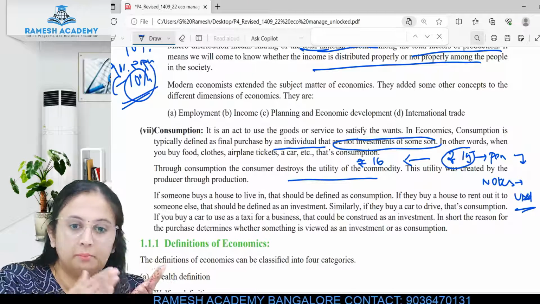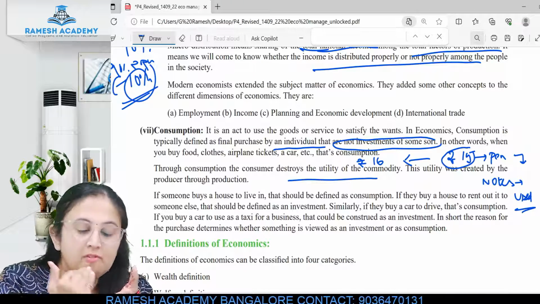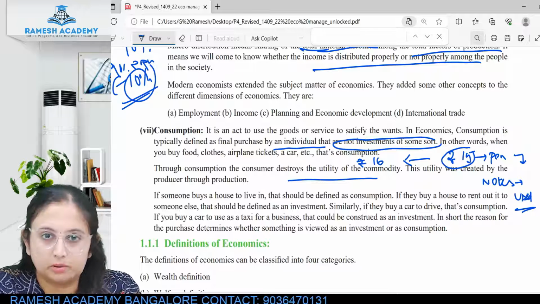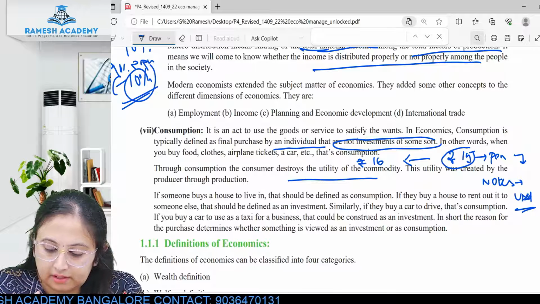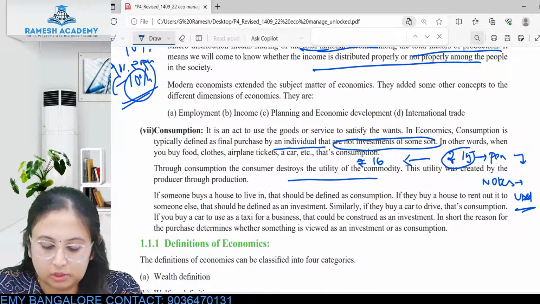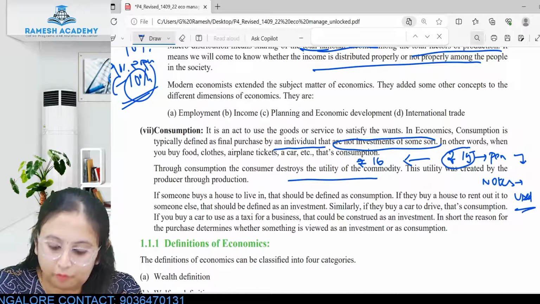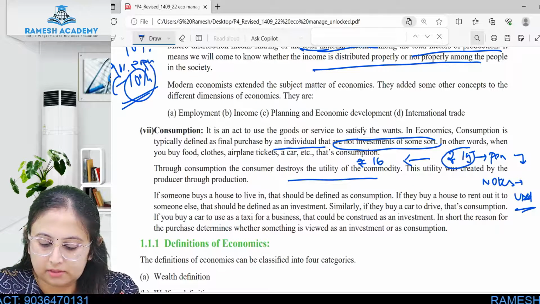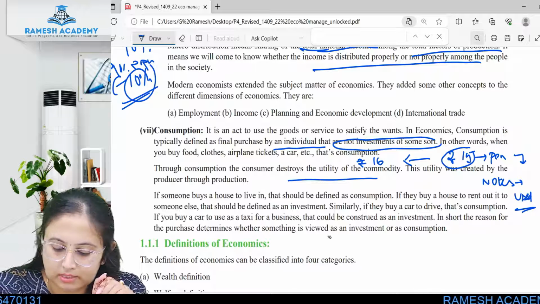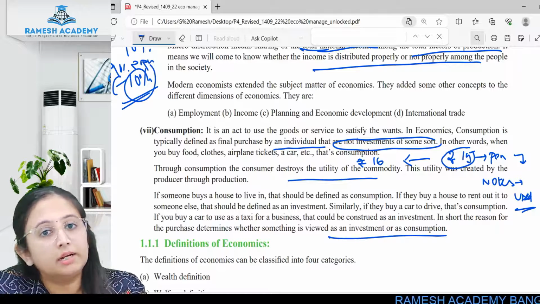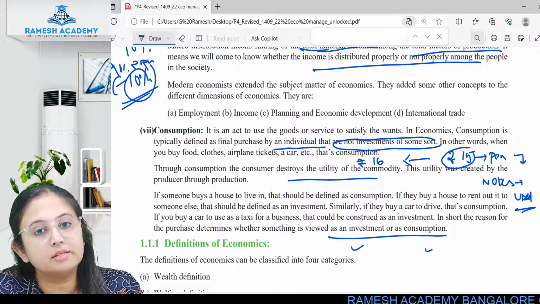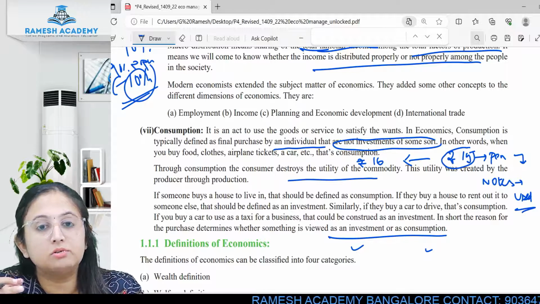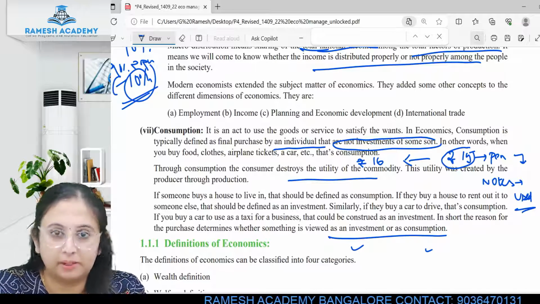Consumption means from the moment I say I have consumed it, from that point onwards there is no utility or value for that product. That is consumption. Similarly, if you buy a car to drive, that is a consumption. But if you buy a car to use as a taxi for a business, that could be considered an investment. So in short, the reason for the purchase determines whether something is viewed as an investment or a consumption. The same products can be used as an investment or considered a consumption. Depending upon the purpose for which you have bought the product, we can decide whether it is used for consumption or investment.